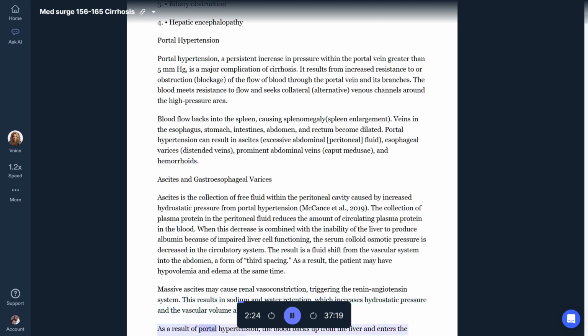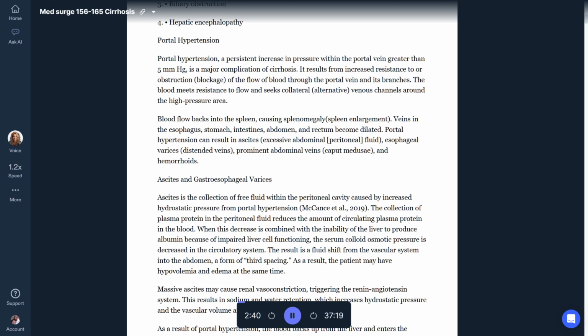As a result of portal hypertension, the blood backs up from the liver and enters the esophageal and gastric veins. Esophageal varices occur when fragile, thin-walled esophageal veins become distended and tortuous from increased pressure. The potential for varices to bleed depends on their size. Size is determined by direct endoscopic observation. Varices occur most often in the distal esophagus but can be present also in the stomach and rectum.